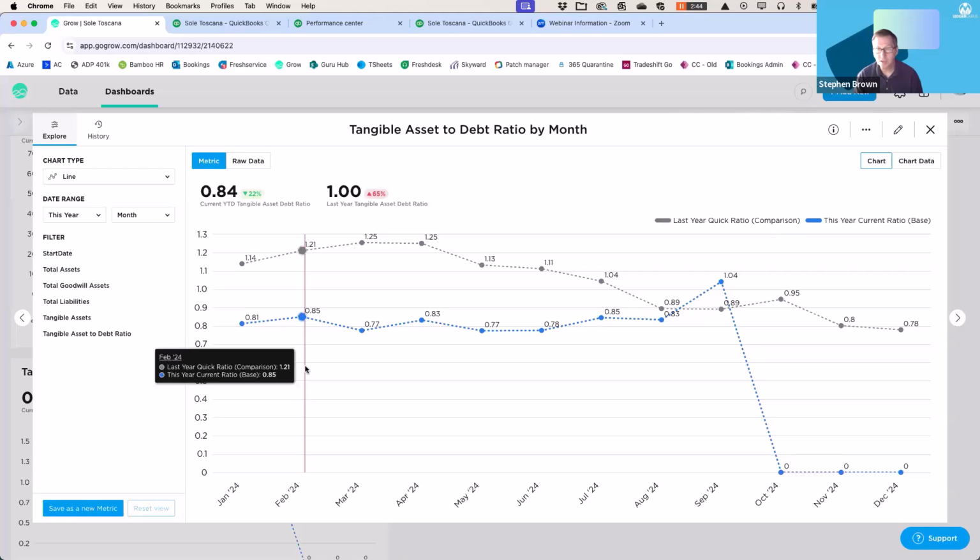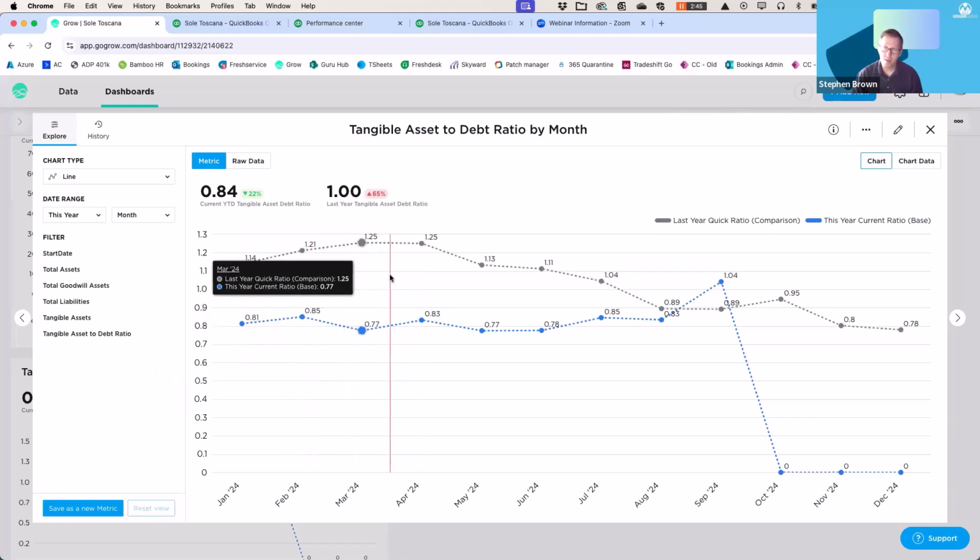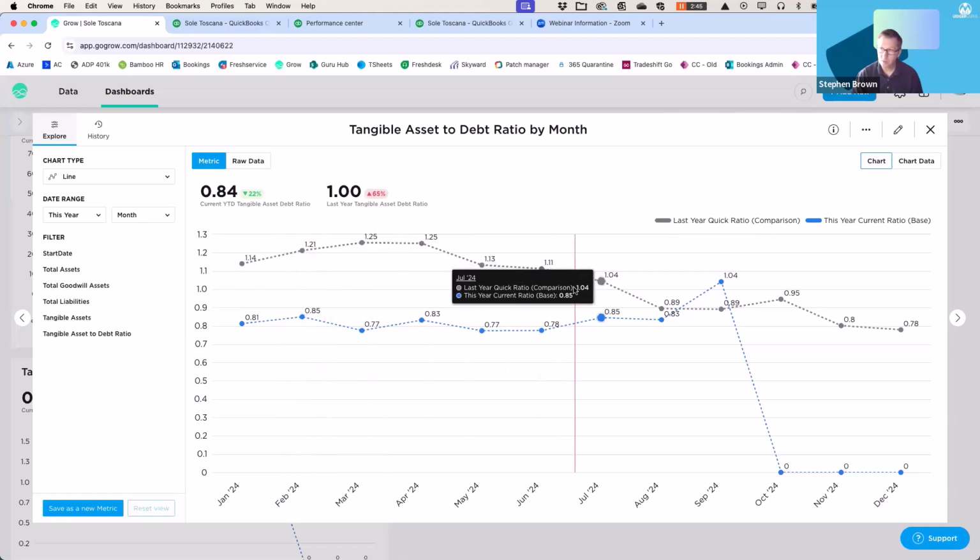Basically, what it says is that my personal exposure, my personal investments in the form of loans, has created a less than ideal outcome from a performance management standpoint. But you can see we have brought down that tangible asset to debt ratio over time, and our plan is to continue to drive it down.